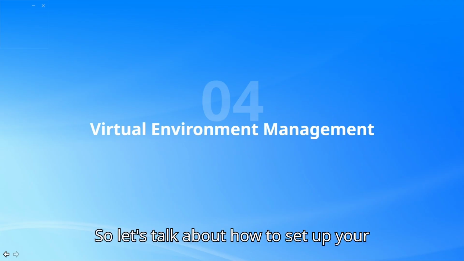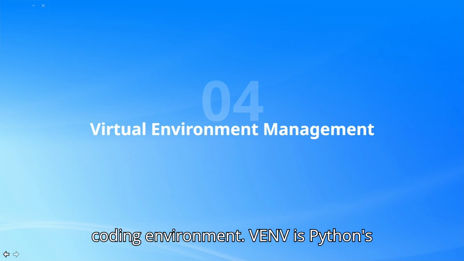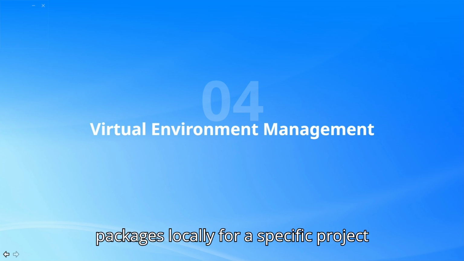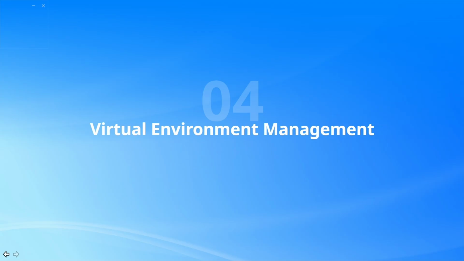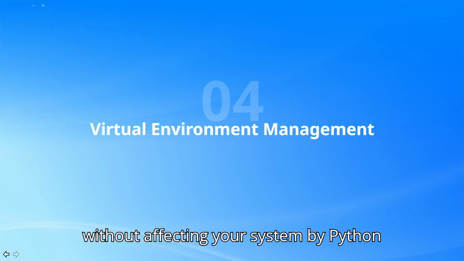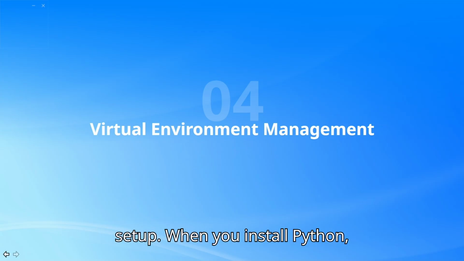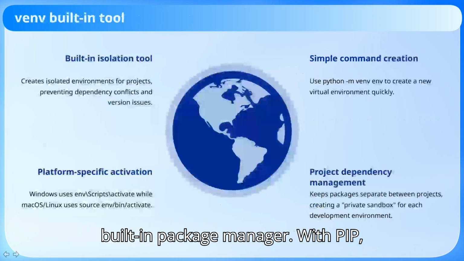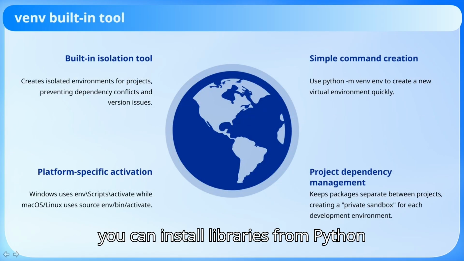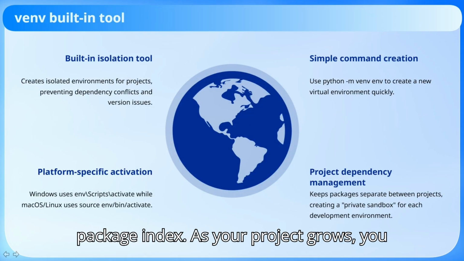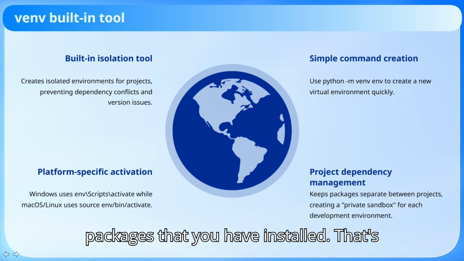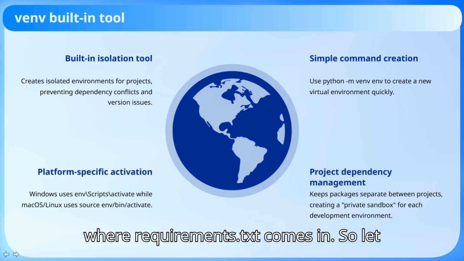So let's talk about how to set up your coding environment. venv is Python's built-in tool to create isolated environments. It lets you install packages locally for a specific project without affecting your system-wide Python setup. When you install Python, you also get pip, Python's built-in package manager. With pip, you can install libraries from the Python Package Index. As your project grows, you will want to keep track of all the packages that you have installed. That's where requirements.txt comes in.